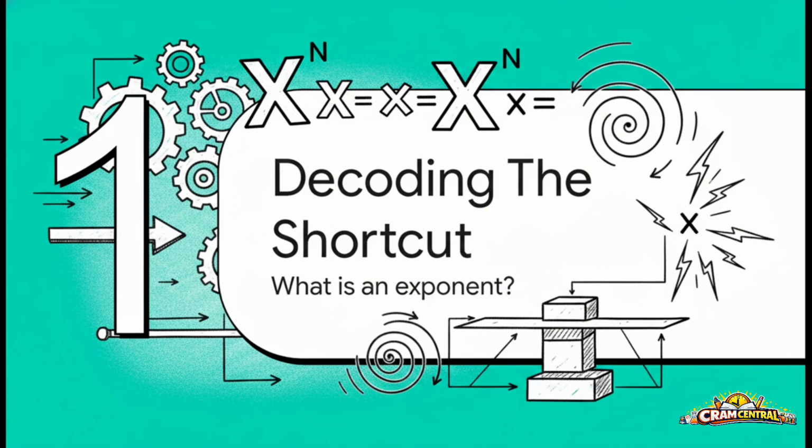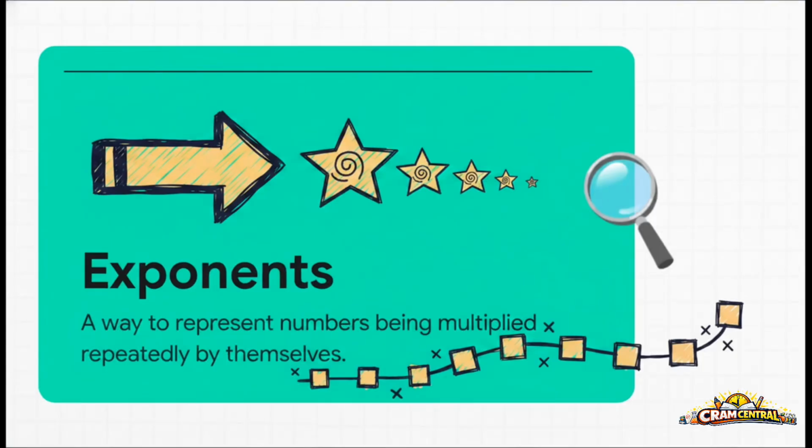What exactly is an exponent anyway? Simply put, exponents are just a shorthand way to write out a number that is being multiplied by itself over and over again. It's basically a mathematical abbreviation. So instead of writing the same number all the way across your page, an exponent steps in and neatly packs all that data into one highly efficient little package.